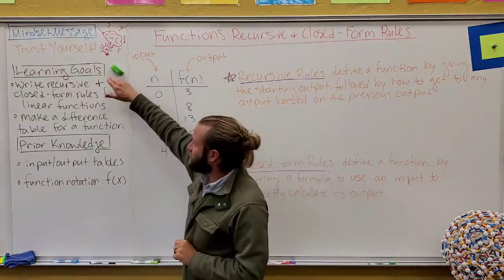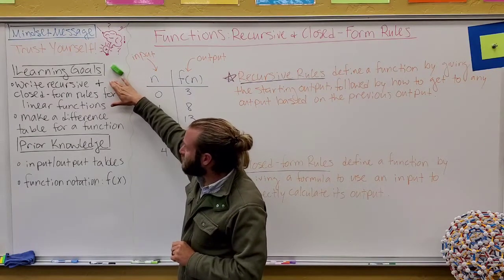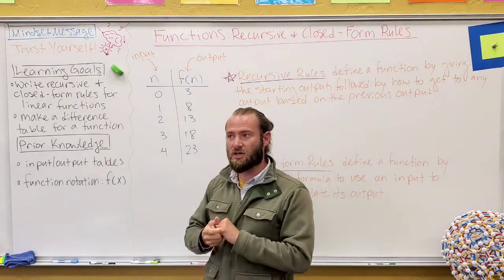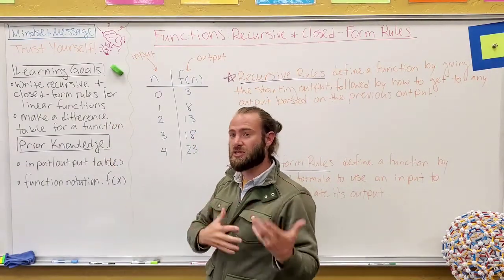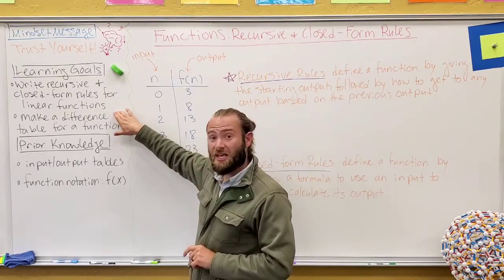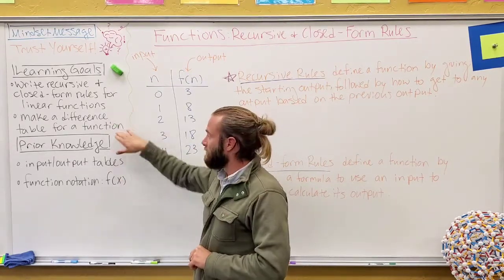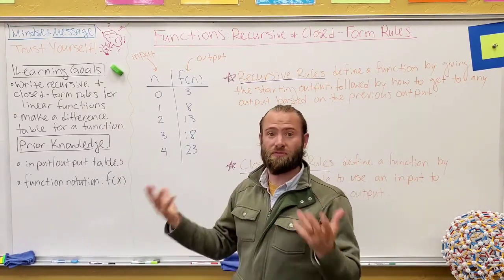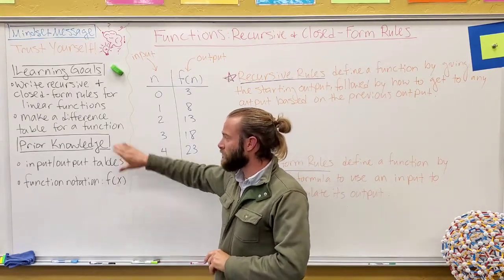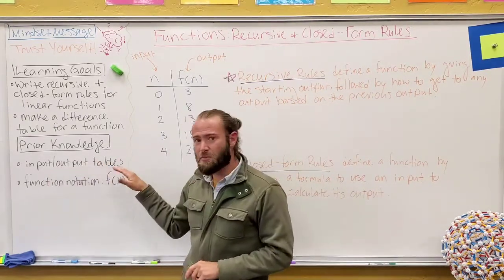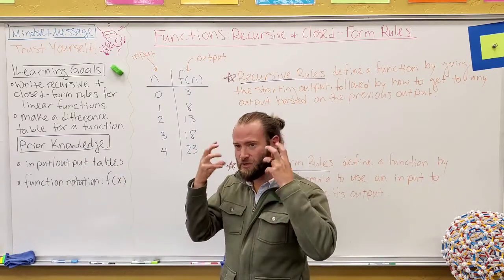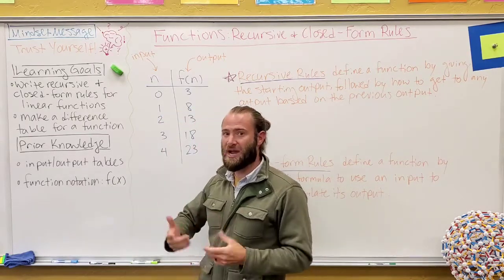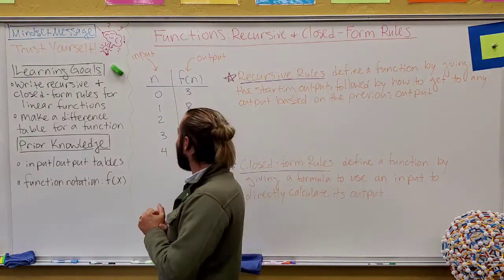So today's learning goals: first, we're going to learn to write recursive and closed form rules specifically for linear functions. We're going to learn just what those rules look like, and we're going to use easier functions. And we're going to learn this thing called a difference table that we'll get to later on for a function, which is a very useful tool to help us figure out a rule for a function. Then some prior knowledge you want to have is definitely input-output tables, as we've looked at before and spent some time really thinking about patterns, as well as using function notation that we've also practiced recently. So let's go ahead and dive right in.